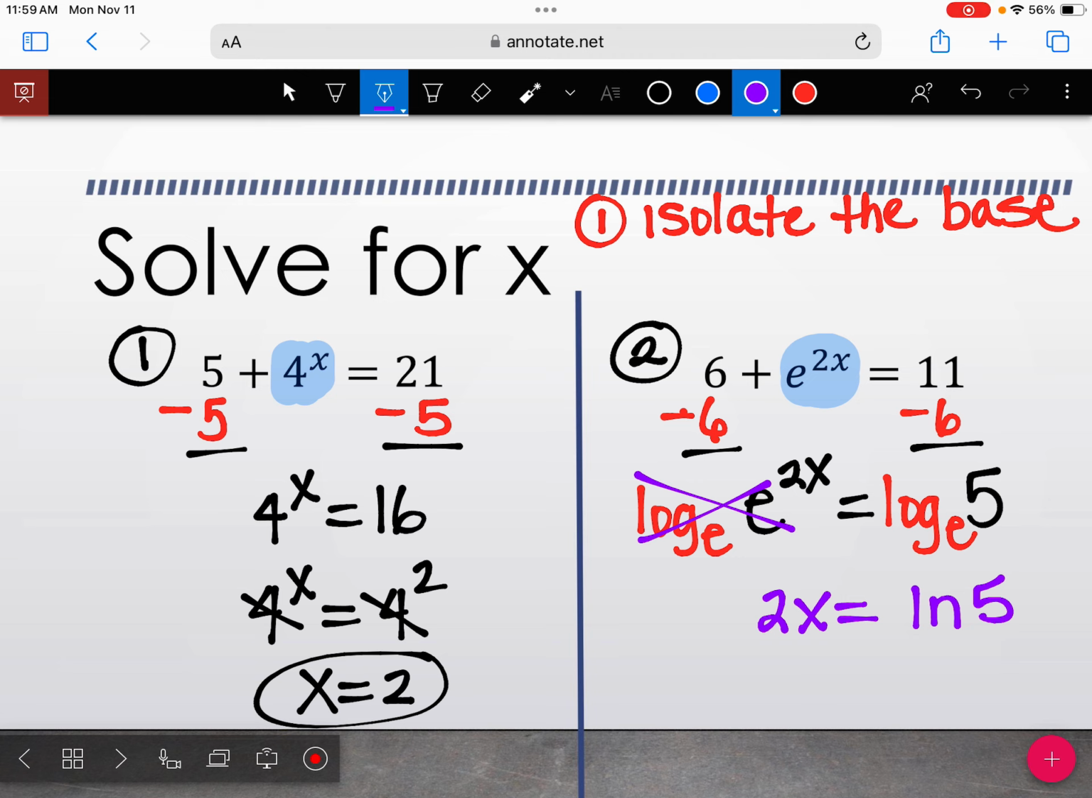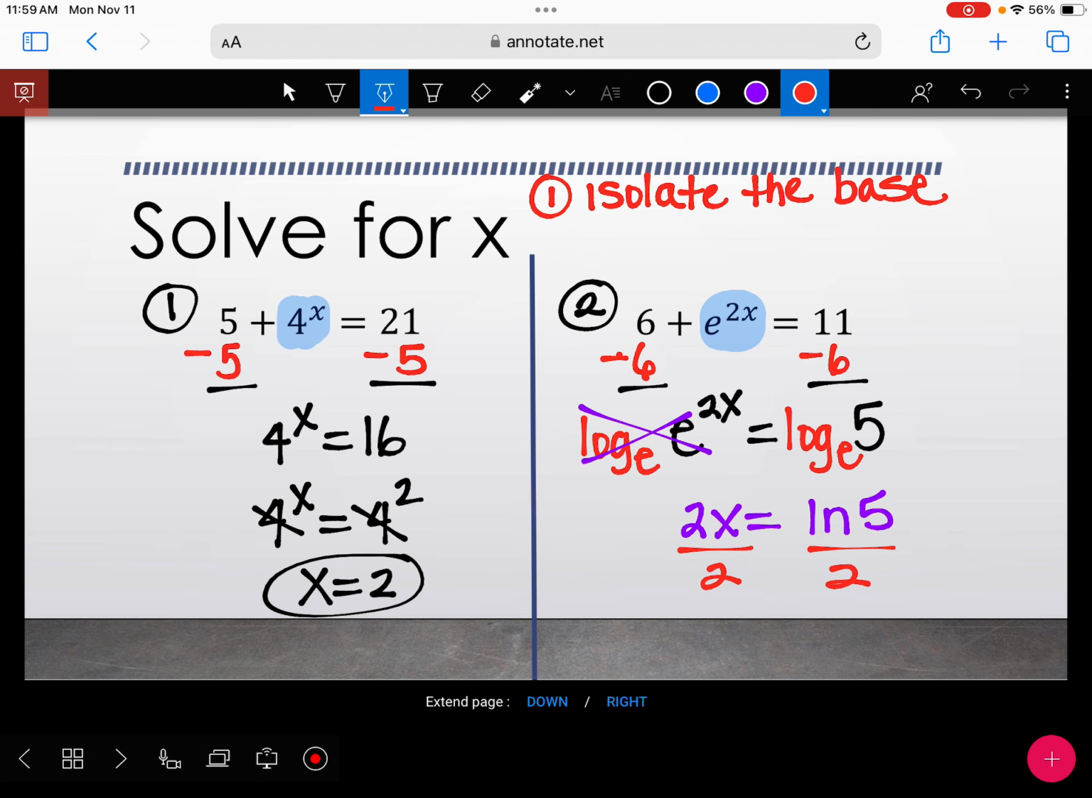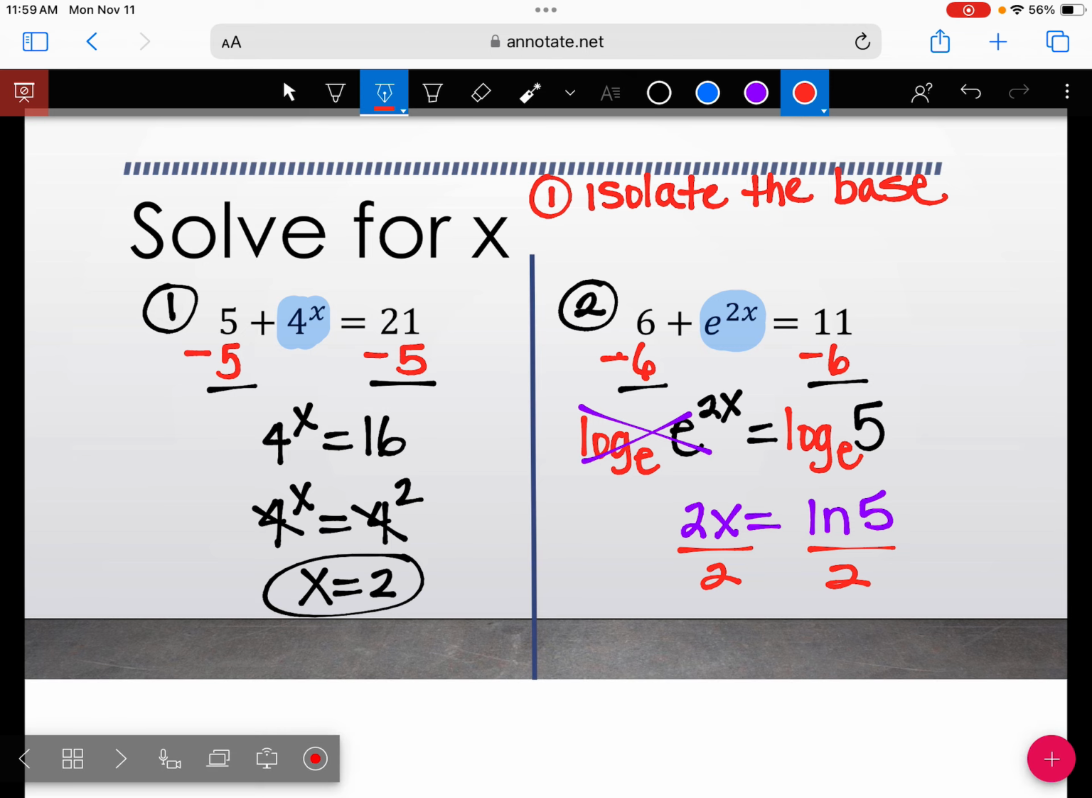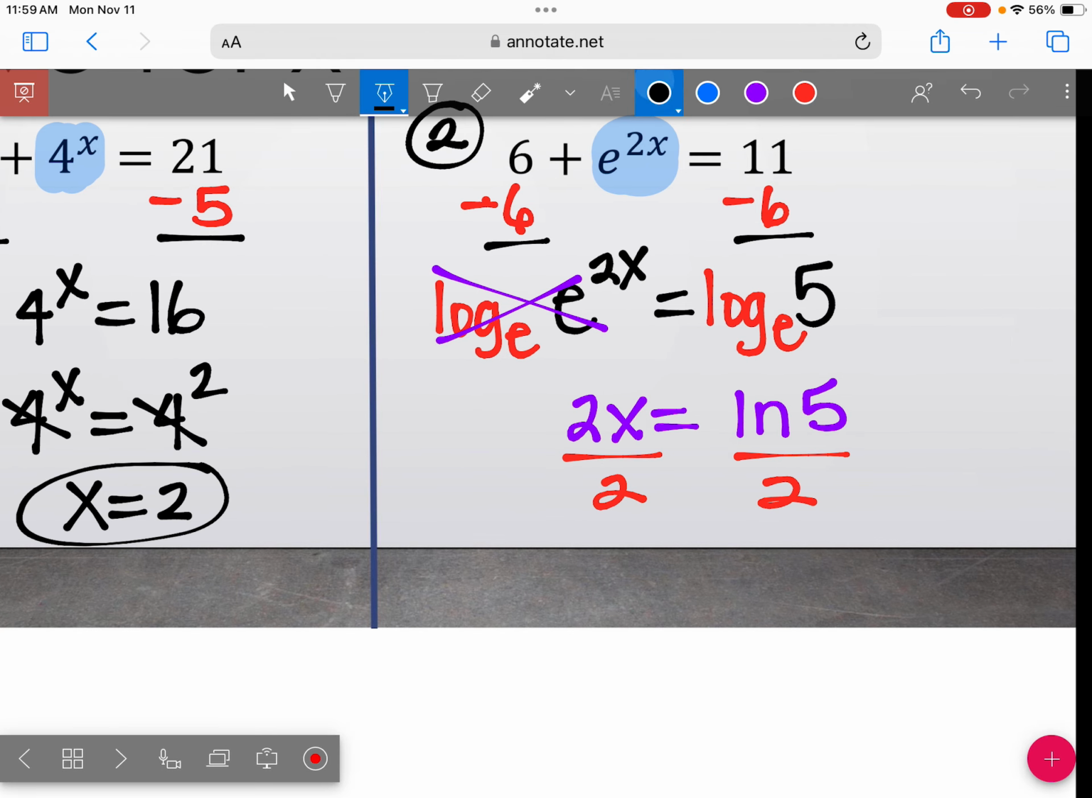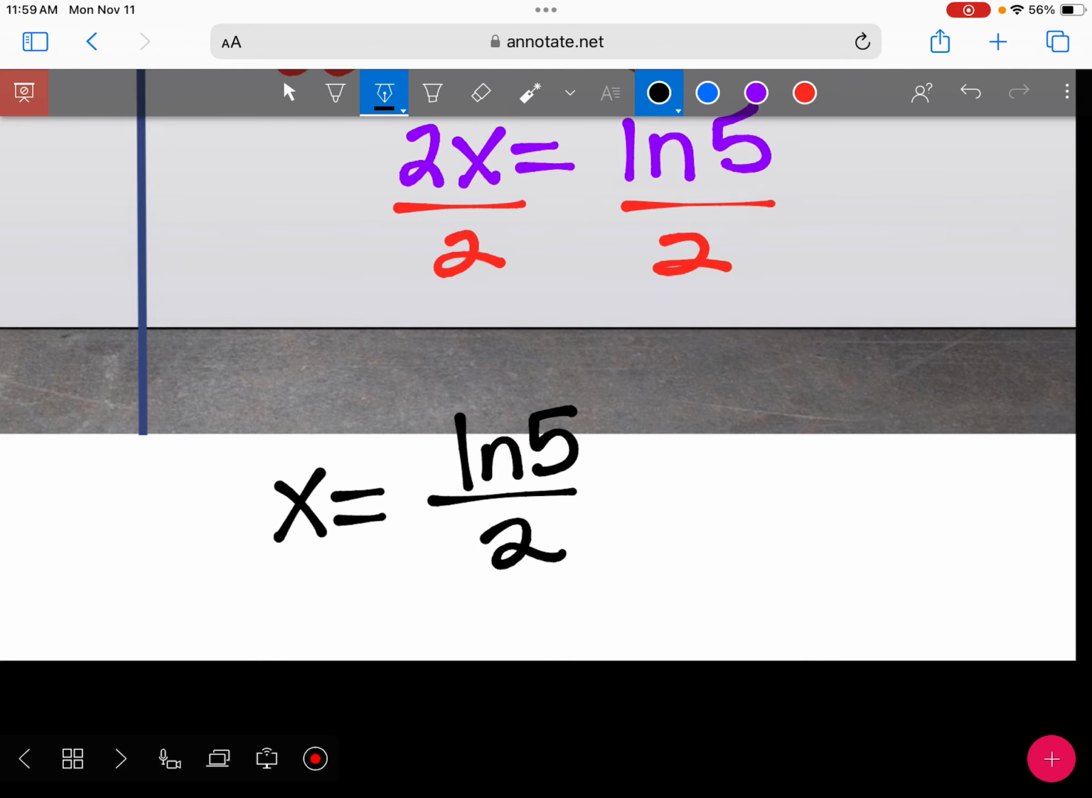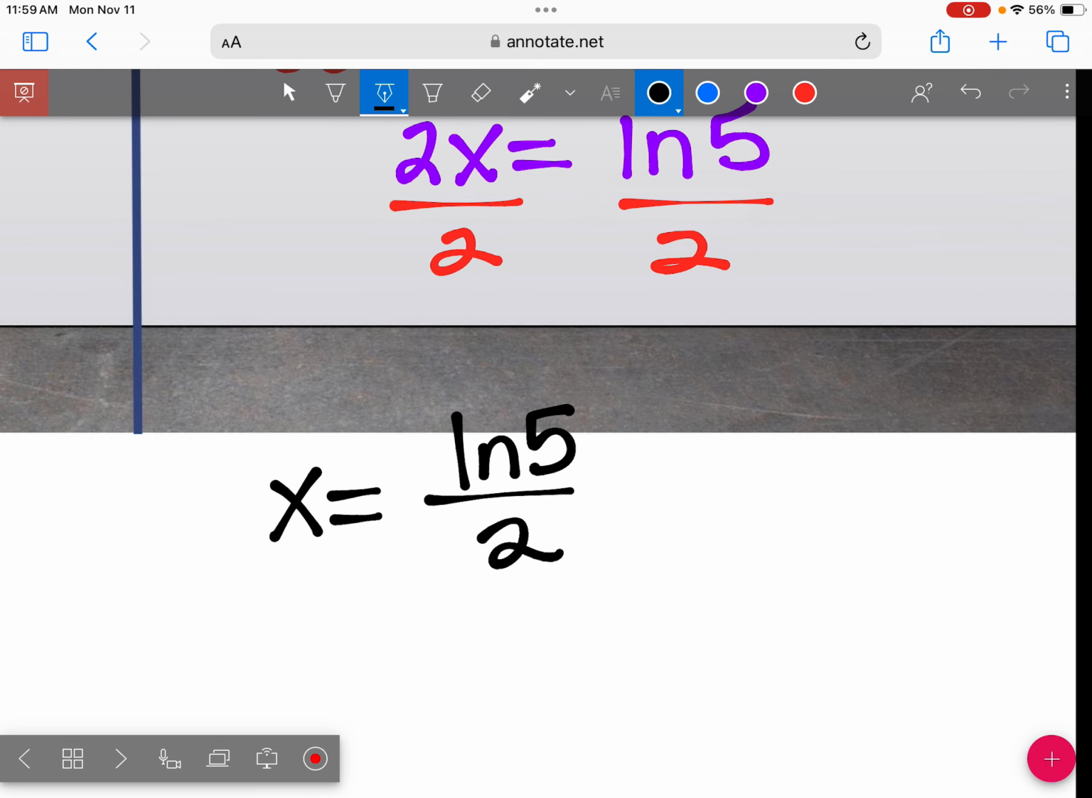Remember, natural log is the same thing as log base E. And then the last step would be to divide both sides by 2. So your answer would be x equals the natural log of 5 divided by 2. Go ahead and type that in your calculator and round that to the thousands place. That means I want 3 numbers.